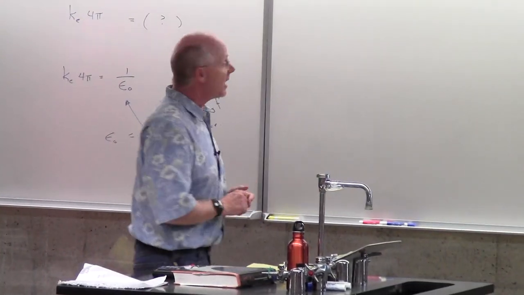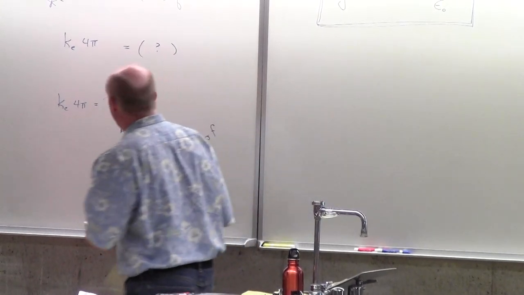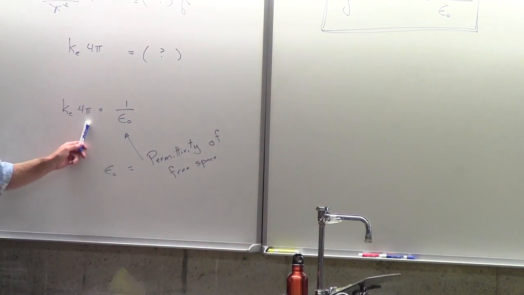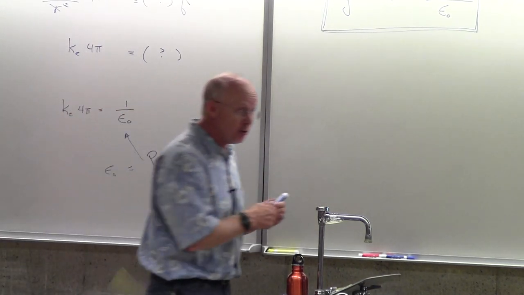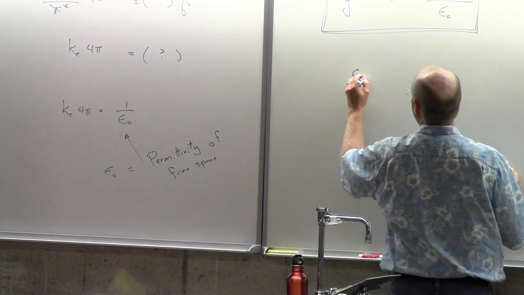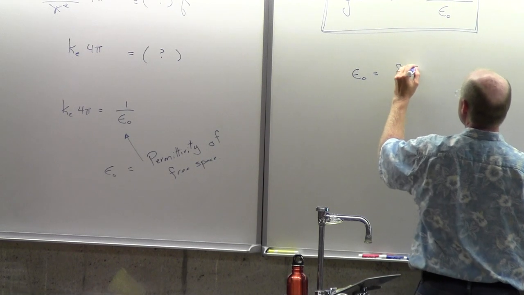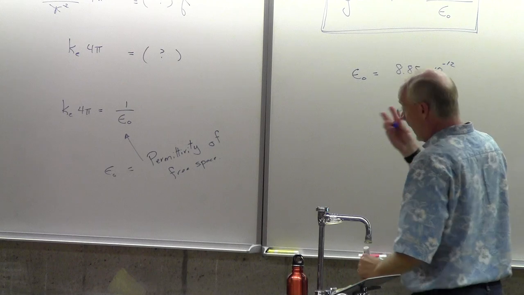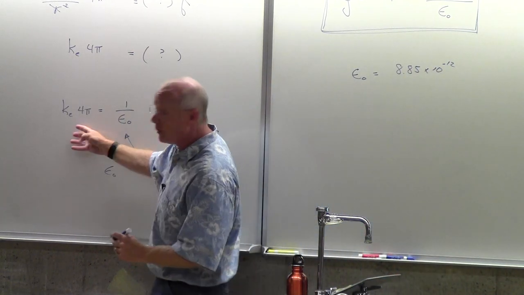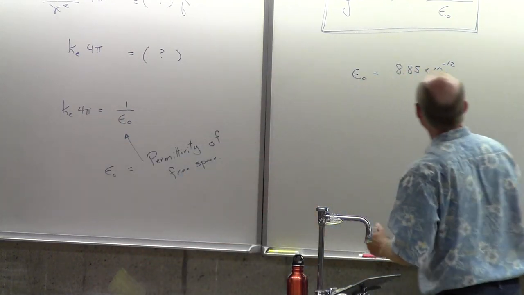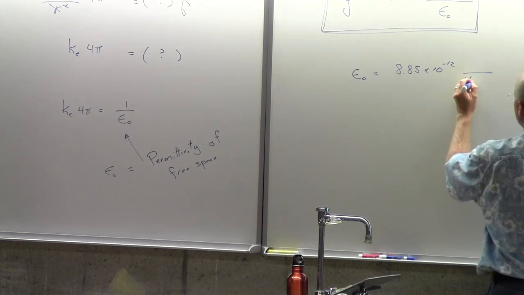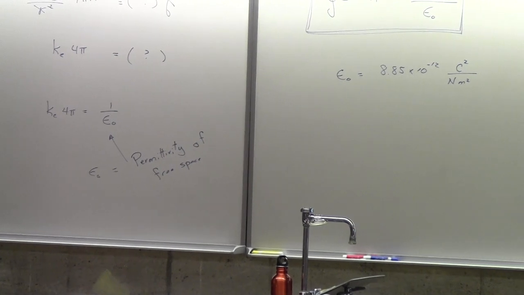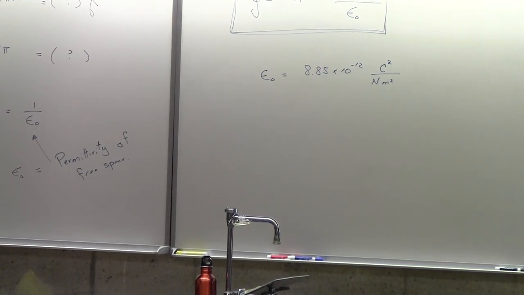Okay. Now let's do its number. You guys probably know the number, right? This was Coulomb's constant, 9 times 10 to the ninth. This is 4 pi. You could put that in your calculator. And when you do all that, you will come up with 8.85 times 10 to the negative 12. And if we look at the units, of course, it would be the reciprocal of Coulomb's constant. So Coulomb's constant was Newton meters squared per Coulomb squared, so this is Coulomb squared per Newton meter squared. So there would be the units, okay?